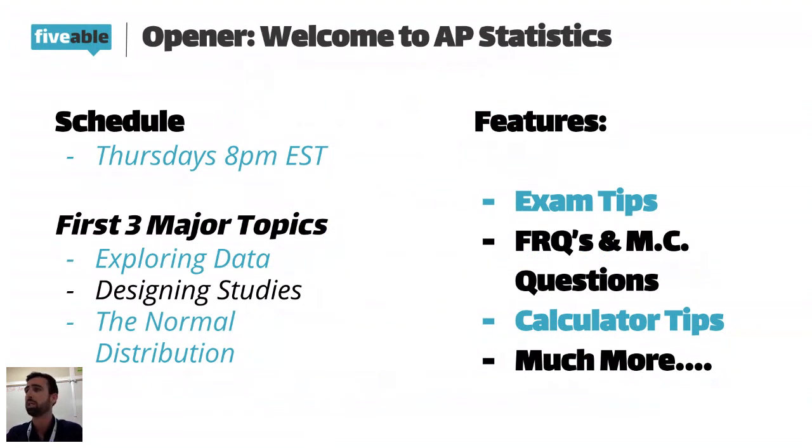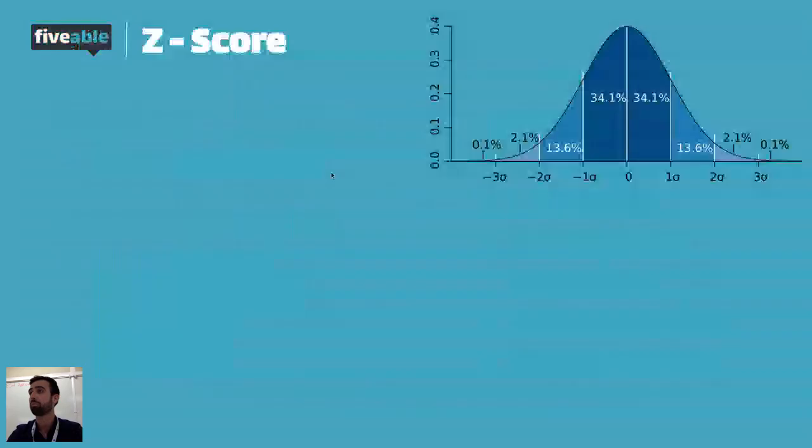The first major topics that we covered: exploring data, which is kind of that first unit where you're looking at data. What are some important pieces of information to gather from it? How do we present it? Designing studies, so we'll get into that a little bit later. And then the normal distribution, which is what we're going over now. As always, you're going to get some exam tips from me, some multiple choice and free response questions, some calculator tips, most importantly, and just a lot of other stuff that's going to help you get a 5 on the AP Stats exam. So we're going to talk about z-score, which is standardized scores.